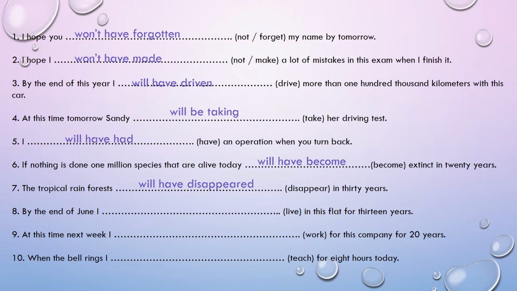By the end of June, for 13 years, it says. So I'll have been living in this flat for 13 years. At this time next week, for 20 years, it says. So I'll have been working for this company for 20 years. When the bell rings, for 8 hours. So I will have been teaching for 8 hours today.